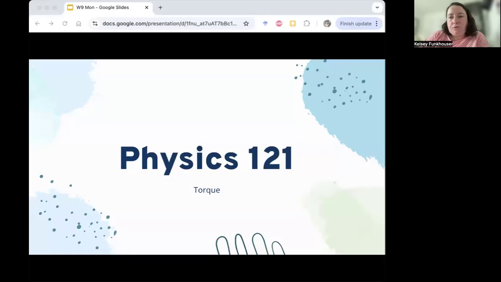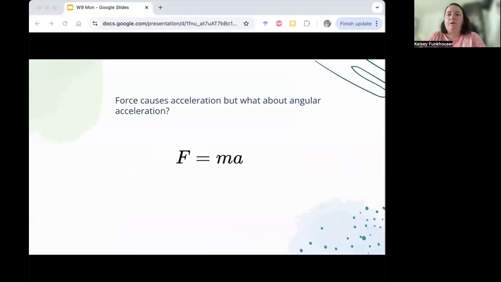Hello, let's talk about torque. So, we've learned about variables of rotational motion. It's been like a week or two. And one of the things we learned about was angular acceleration. And we talked about how the angular components were analogous to the linear components.